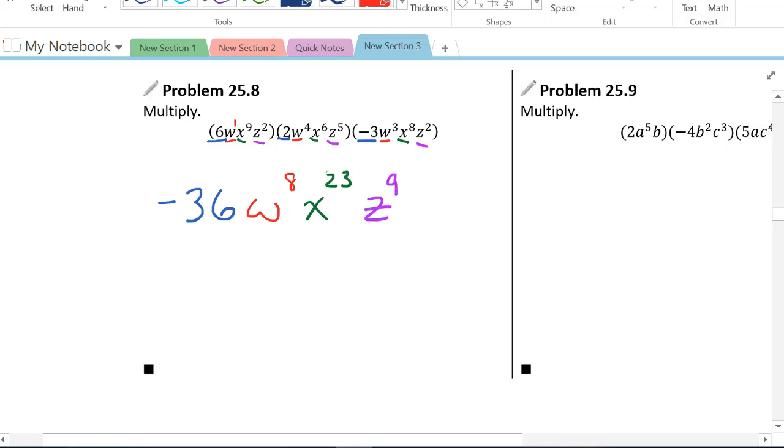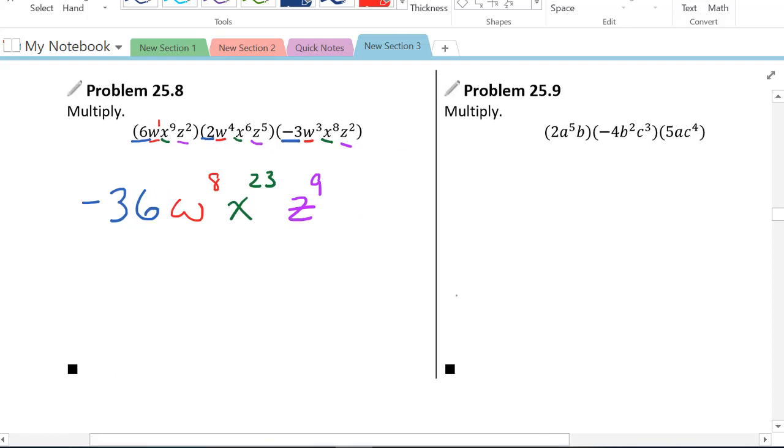Okay, so you're pretty much just adding up all the powers that have the same base, right? All right, let's look at the next one. So the next one, same situation, right? Multiply all the numbers. So we would have 2 times negative 4 times 5. 2 times negative 4 is a negative 8, times 5 is a negative 40.